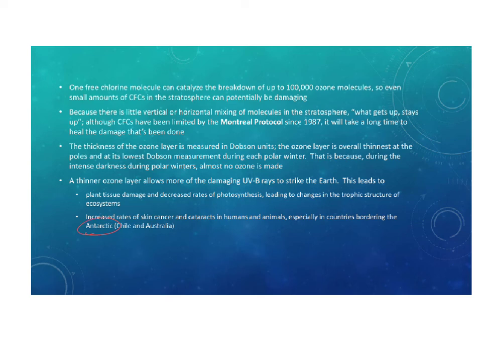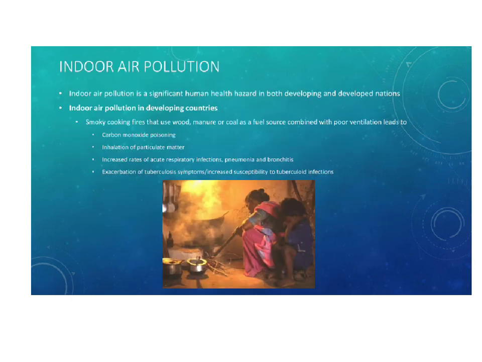The Antarctic's ozone layer is the thinnest of all the places on Earth, well, above Earth because it's in the atmosphere. It's thin on both poles, but it's thinnest in the Antarctic. I don't like to use the word ozone hole because there's not really a hole. It's just an extreme thinness. And of course, it varies by season. So Chile and Australia have already reported increased rates of skin cancer and cataracts, both in human and animal populations.